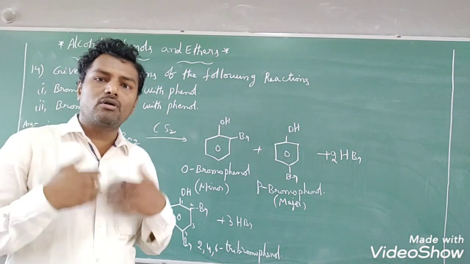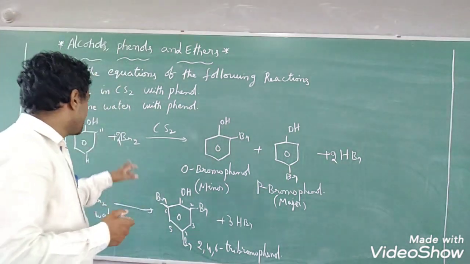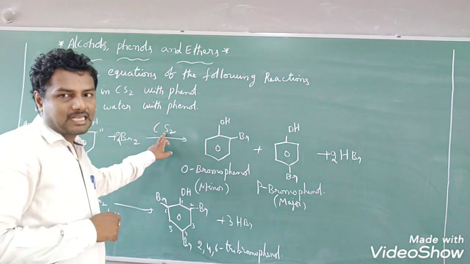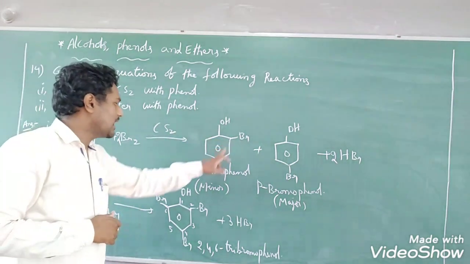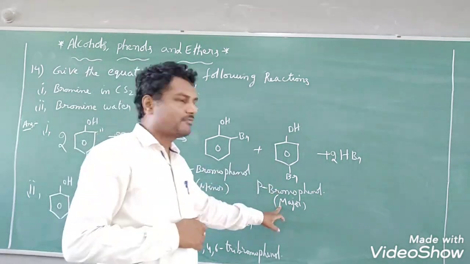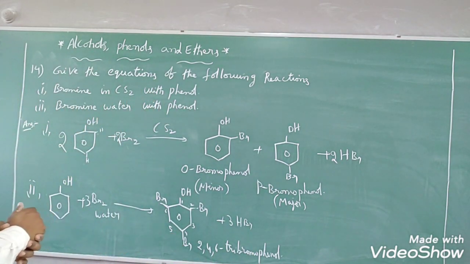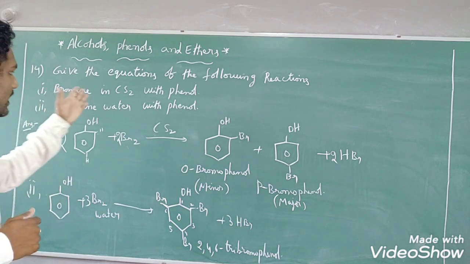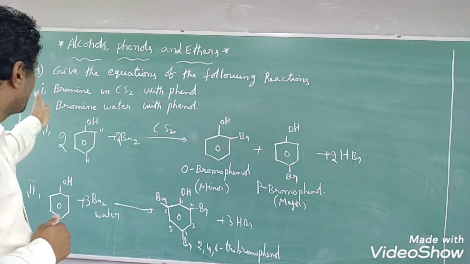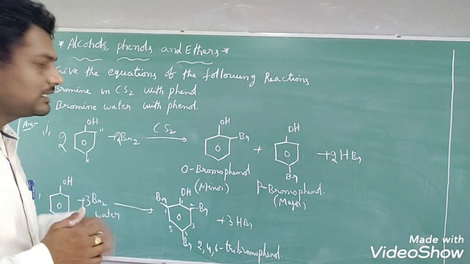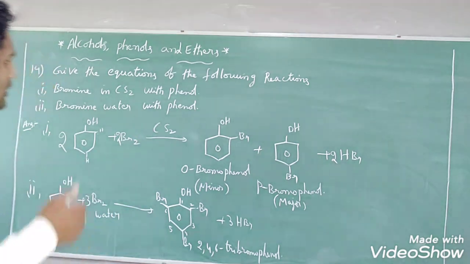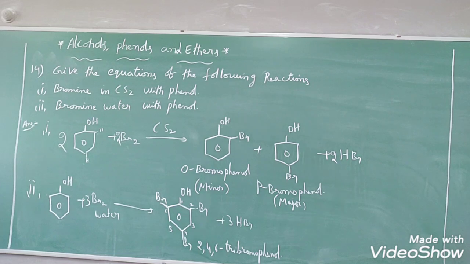Suppose you want to get the mono substituted product, then definitely we have to use carbon disulfide. Then only will we get either ortho-bromophenol or para-bromophenol as major products, students. So this is the way. Whenever bromine in CS2 is used with phenol, or bromine water is treated with phenol, these are the products you will get, students. Okay? Copy this one.